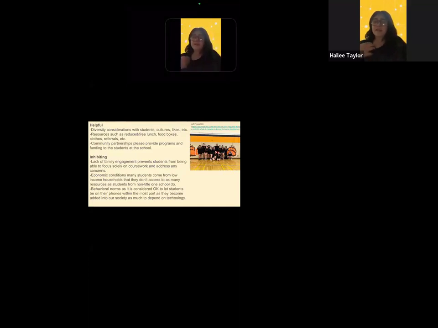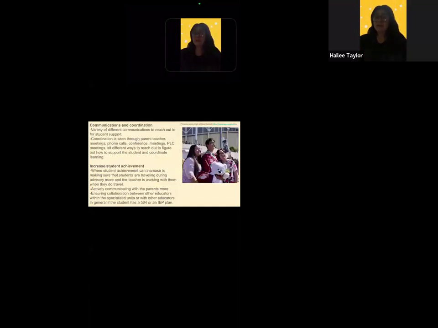The problems are economic factors and lack of family engagement, which often discourage students from participating in events. They also try to increase student achievement by communicating with their educators on what they may be struggling on, etc.